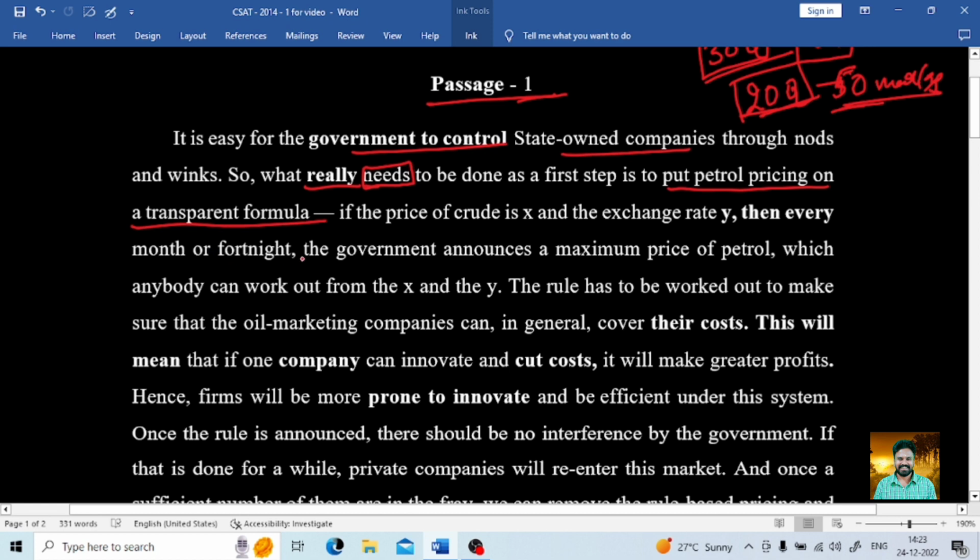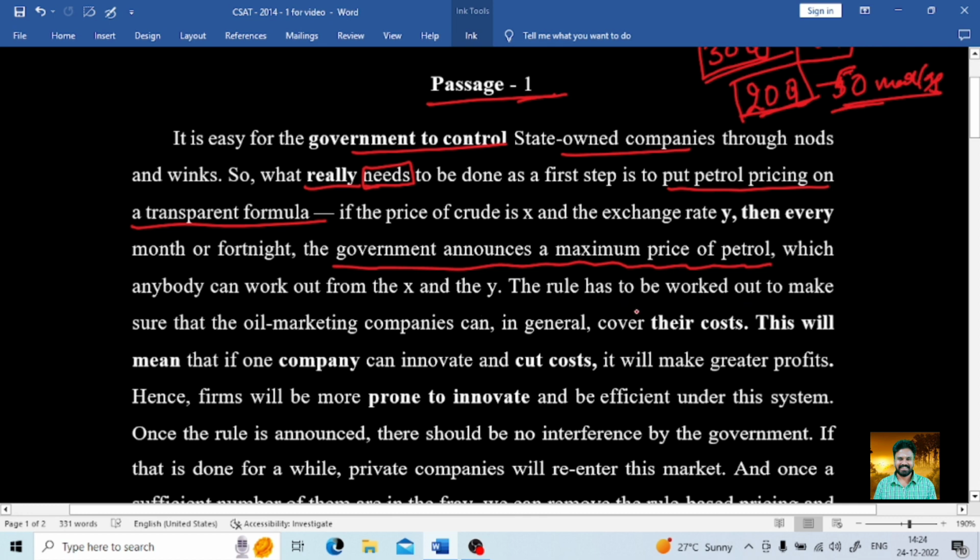Then every month or fortnight, the government announces a maximum price of petrol. Who is announcing? The government announces a maximum price of petrol, which means presently the government is announcing the maximum price of petrol. We need a petrol pricing transparency formula, which means presently the government is announcing, and we want something else, some new changes. You got the point? Which anybody can work out from X and Y. X means crude oil, Y means exchange rate. Forget about it. It is not at all for our work. The rule has to be worked out.